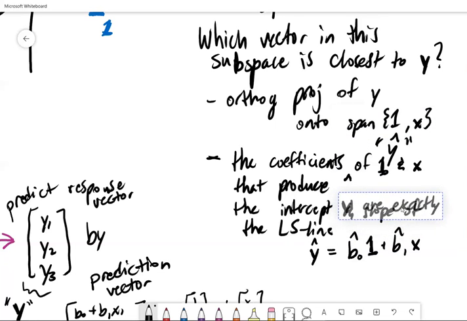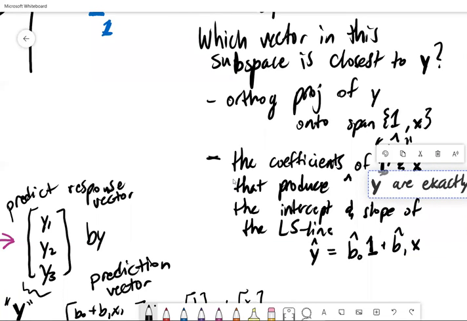Whoa. I'm dragging something. I didn't mean to do that. Let's see if Control Z works.